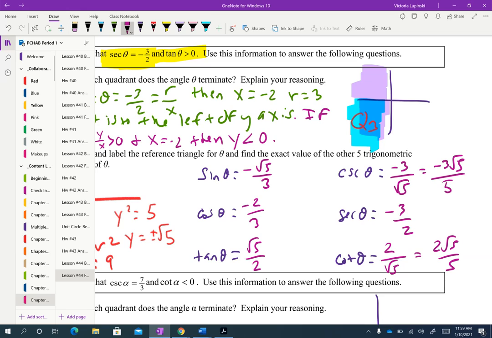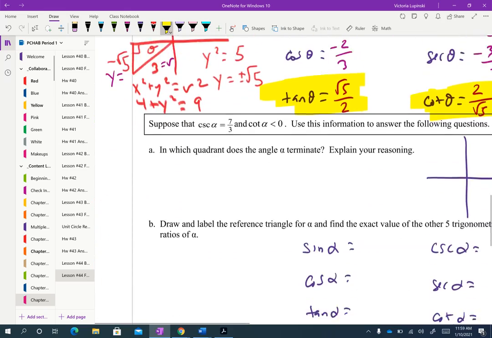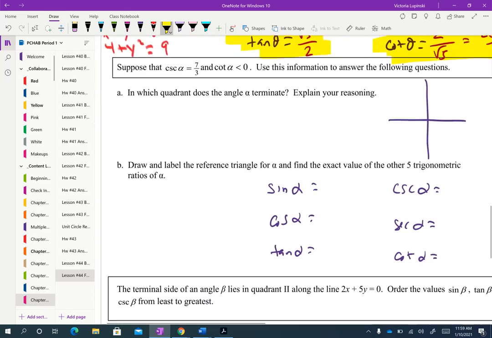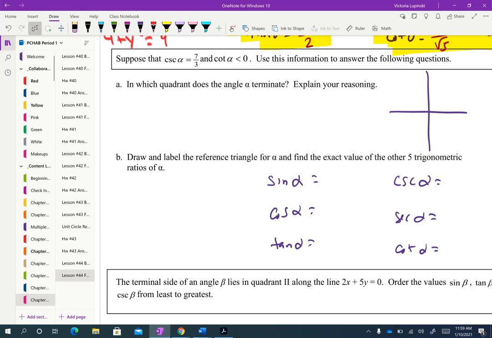And again, as a reminder, we're in quadrant 3, which is the tangent. All students take. The only things that should be positive are the tangent and the cotangent. Let's go ahead and try one more like that. And again, if you're watching this on your own, you could feel free to go ahead and pause and try it. Starting with the fact that the cosecant of alpha is equal to 7/3.